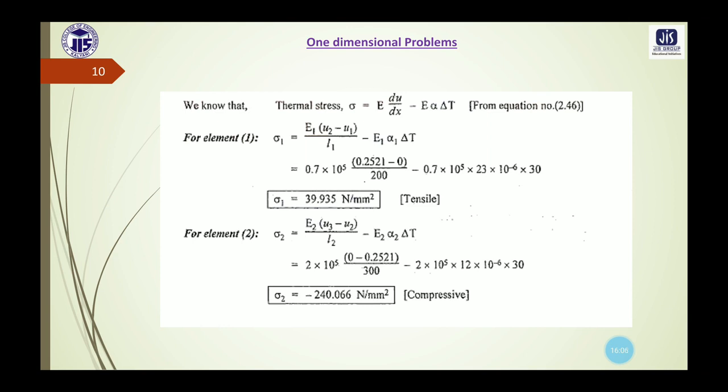So if we put all the values for the different parameters in this equation, then we get the value of the thermal stress for element 1 equals 39.935 Newton per millimeter square, and this is a tensile stress. Similarly, in case of element 2, we can write this equation for thermal stress, and we finally get the value of the thermal stress as minus 240.066 Newton per millimeter square, which is a compressive stress.